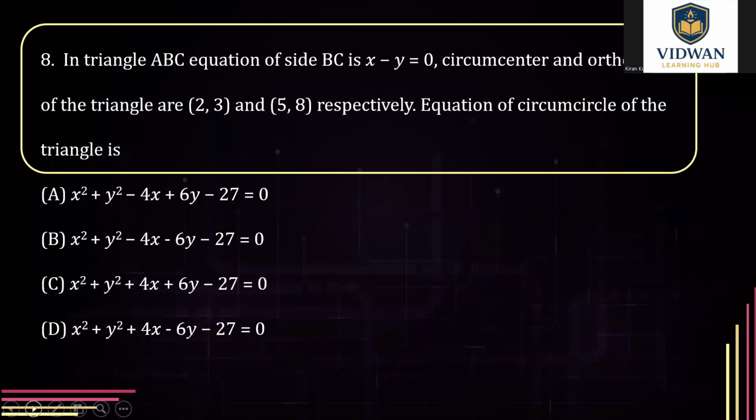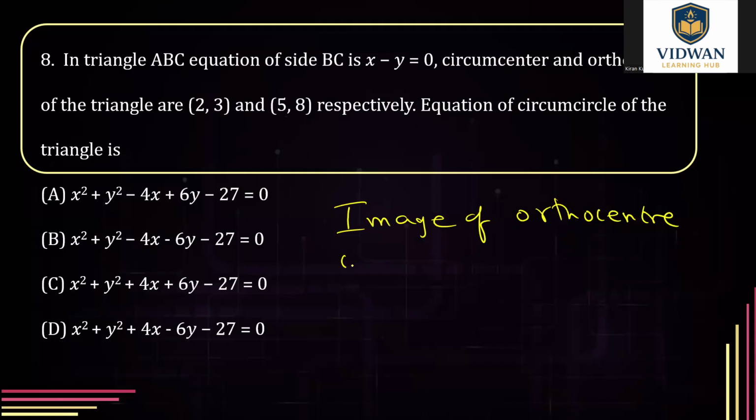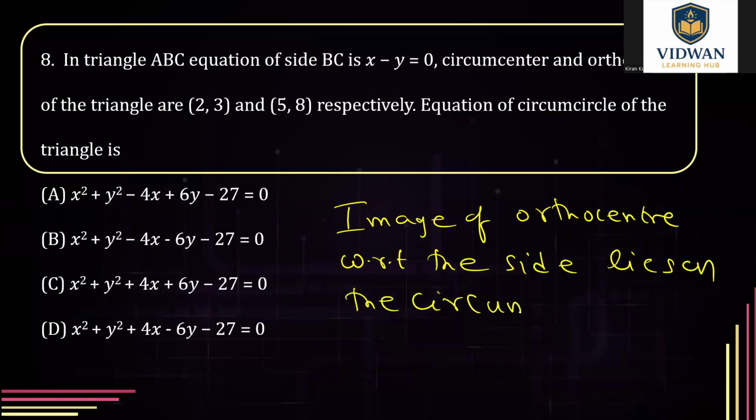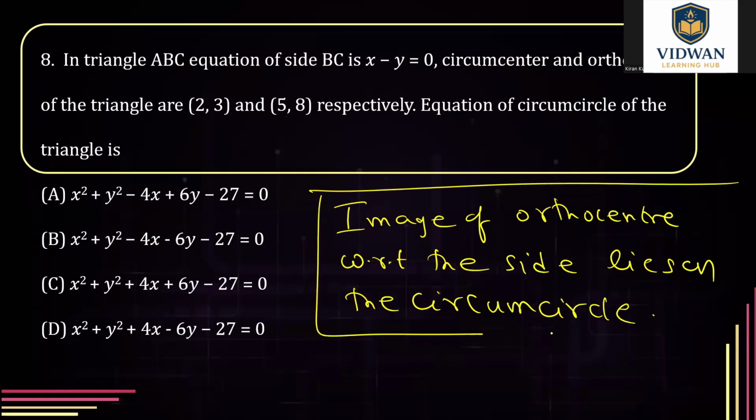Now try this. This is a very important question. It has some important concept involved in it. Let's see how many can do this. Image of orthocenter. Maybe some of you will not be knowing: the image of the orthocenter with respect to a side lies on the circumcircle. That's a very important property. This is the property to be used.